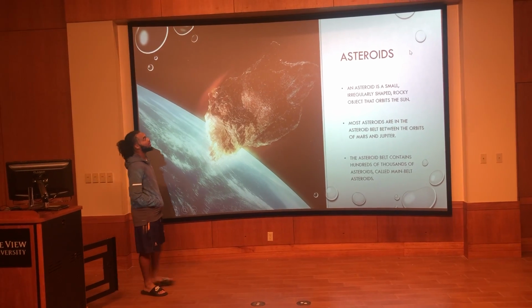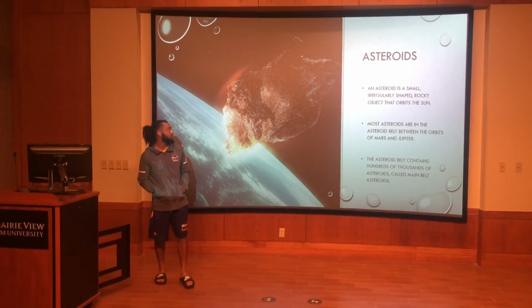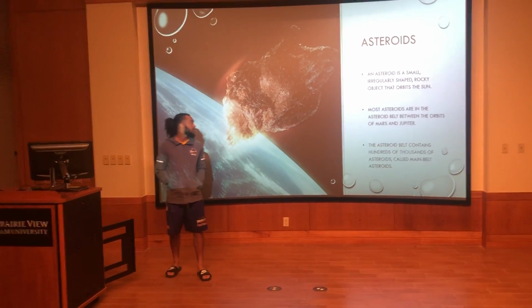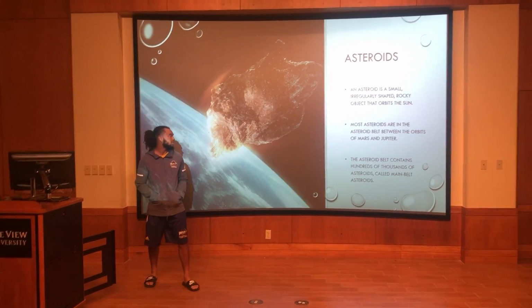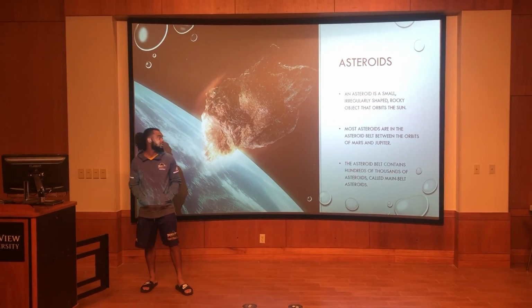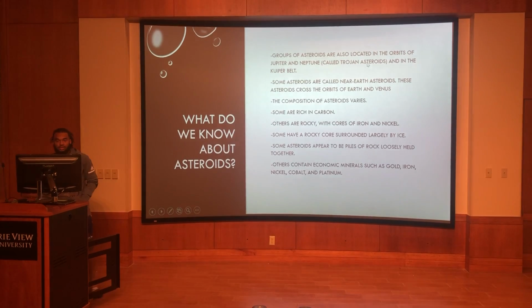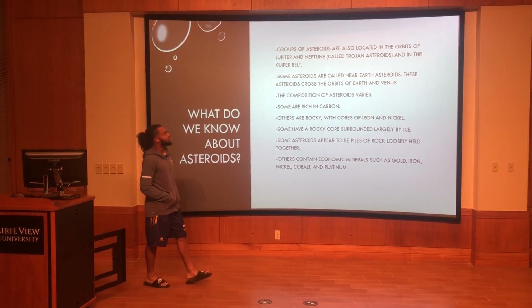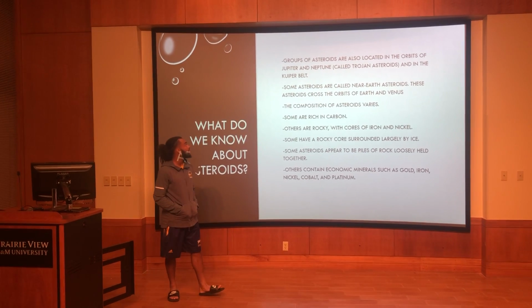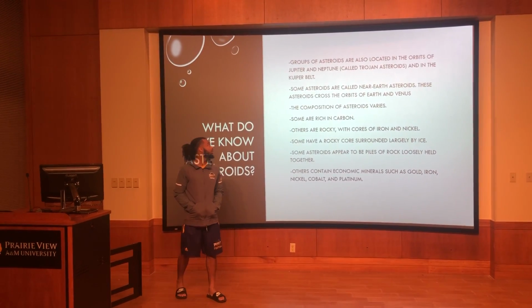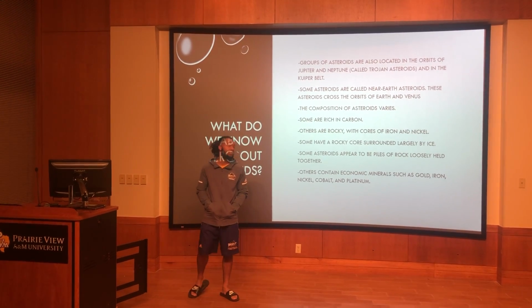Asteroids. An asteroid is a small, irregularly shaped rocky object that orbits the sun. Most asteroids are in the asteroid belt between the orbits of Mars and Jupiter. The asteroid belt contains hundreds of thousands of asteroids called main belt asteroids. Groups of asteroids are also located in the orbits of Jupiter and Neptune, called Trojan asteroids, and in the Kuiper belt. Some asteroids are called near-Earth asteroids. These asteroids cross the orbits of Earth and Venus.